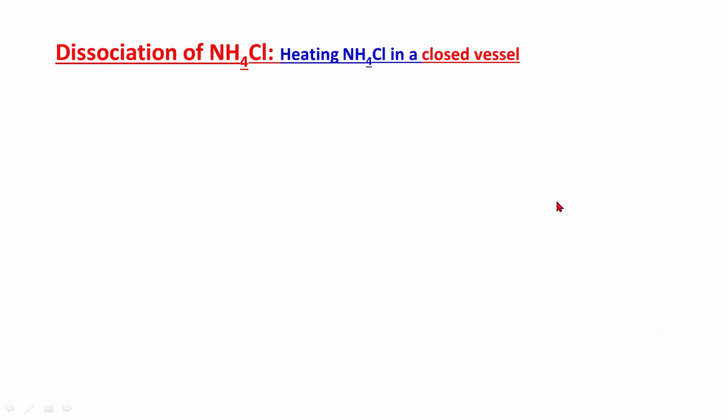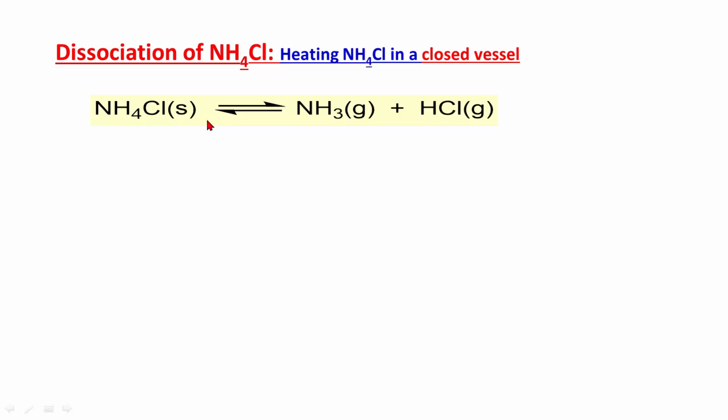Dissociation of ammonium chloride. Heating ammonium chloride in a closed vessel. Ammonium chloride dissociates into ammonia plus HCl gas. Number of phases is 2. One is a solid and other is a gas.